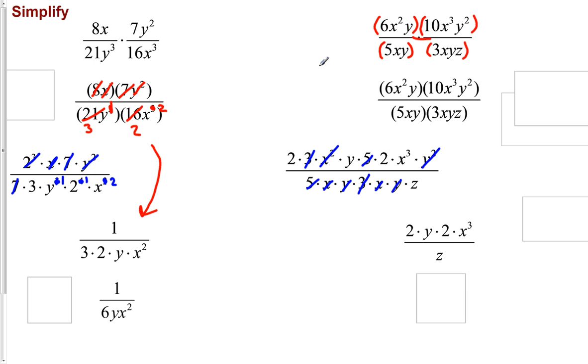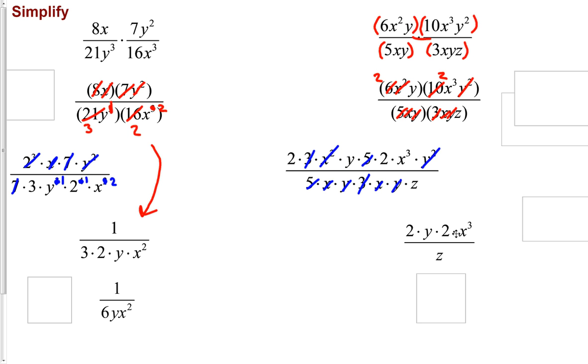Taking the shortcut method, let's see if that works on here. I see a 6 and I see a 3. Divide both by 3, and I'm going to be left with a 2 up here, and cross that out. A 10 and a 5, I can divide both by 5, and I'm left with a 2 up here. I see an x and an x and an x squared, so I'm going to get rid of those. I see a y and a y and a y squared, so I'm going to get rid of those. And that's as far as it can go. Again, 2y, 2x cubed, all over z. So same result.